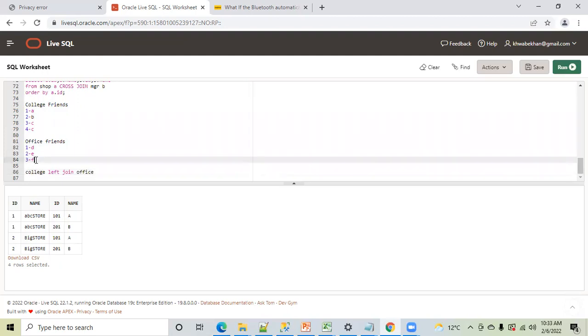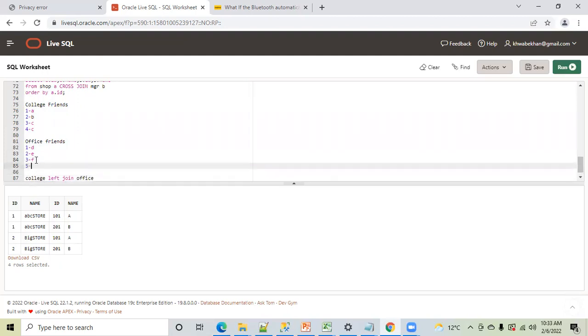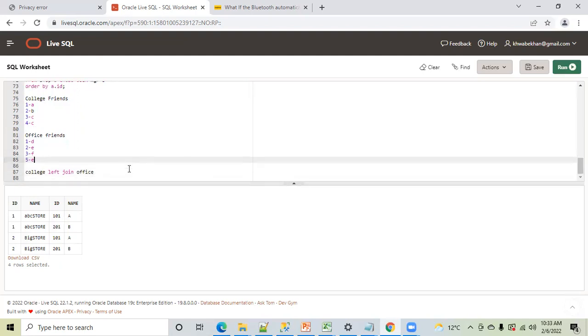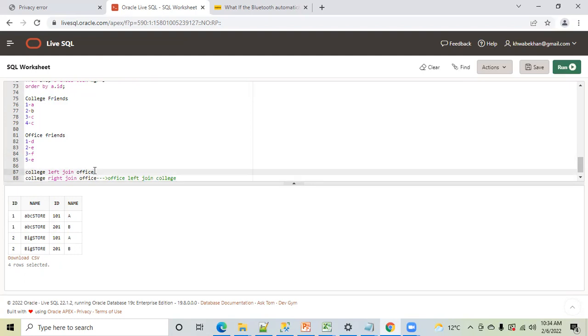Similarly, suppose you have this. If I ask you, tell me one from office group who has not done any handshake, what you will use here? College right join office. Very good. Any other way to write this? Office left join college. Is this clear?